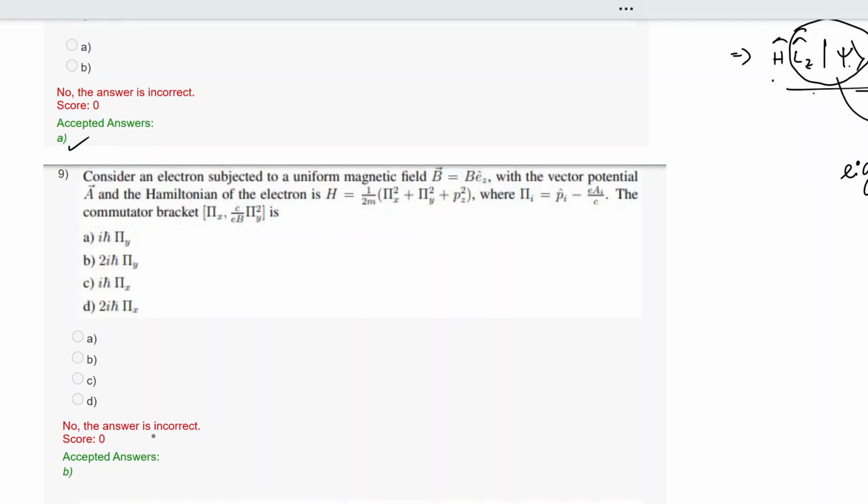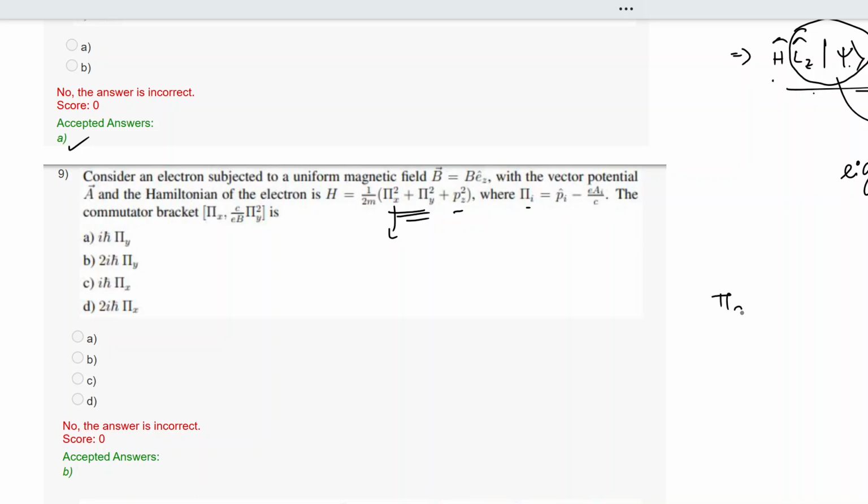Now question number 9 is: consider an electron subjected to a uniform magnetic field, vector B equal to B z cap, where the vector potential is A and the Hamiltonian of the electron is this, where pi i is equal to p i minus eA i by c. The commutator bracket you have to calculate. So here you can see the kinetic momentum is given as pi and the canonical momentum is given as p, so that you are already familiar that the physically measurable momentum that gets changed by the vector potential is actually the kinetic momentum, which in this case is pi.